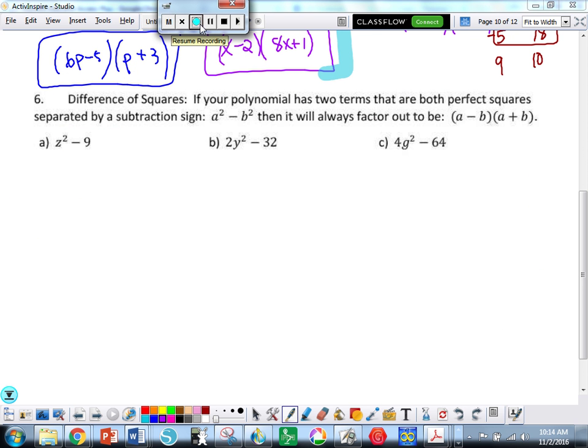All right, number 6, we could stop there and be done. But number 6 is a shortcut that you could use or you could not use. The shortcut is called the difference of squares, and it's just a pattern that happens every single time. You may have noticed it already. But if your polynomial has two terms that are both perfect squares, so this one is a perfect square and that one's a perfect square, 4 is perfect, g squared is perfect, and they're separated by subtraction, so it would look something like that.